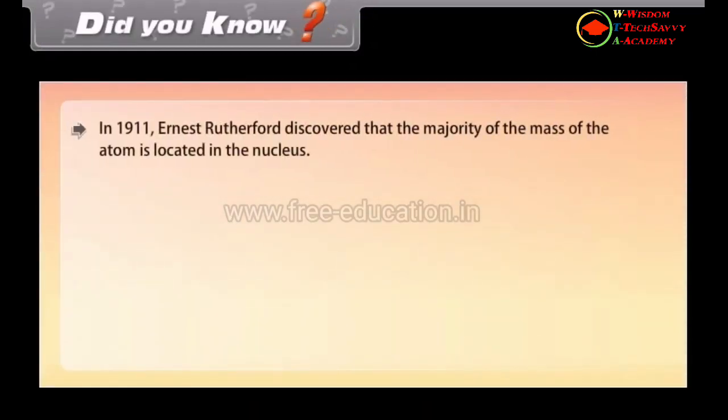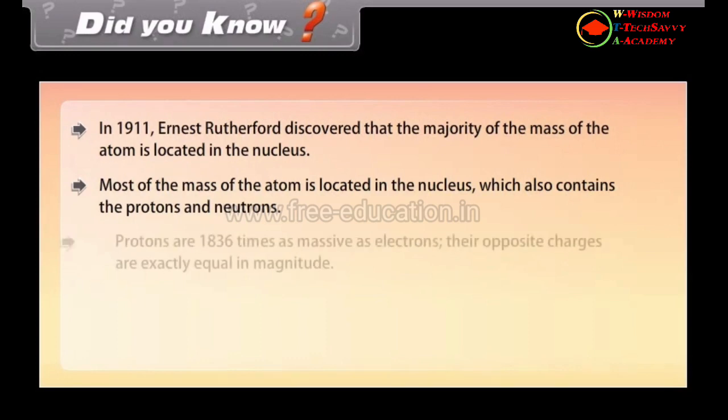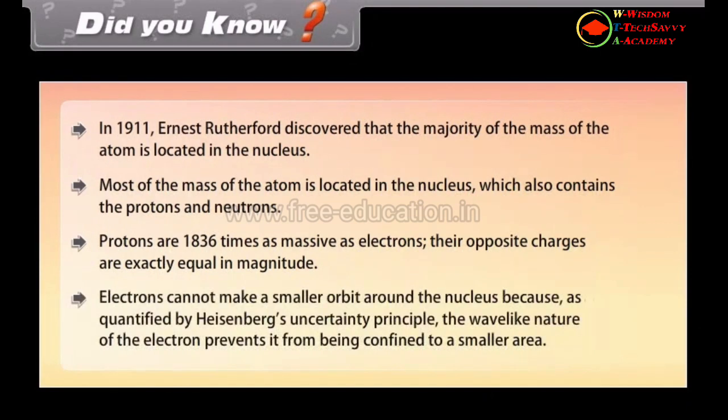Did you know? In 1911, Ernest Rutherford discovered that the majority of the mass of the atom is located in the nucleus. Most of the mass of the atom is located in the nucleus, which also contains the protons and neutrons. Protons are 1836 times as massive as electrons. Their charges are exactly equal in magnitude. Electrons cannot make a smaller orbit around the nucleus because, as quantified by Heisenberg's uncertainty principle, the wave-like nature of the electron prevents it from being confined to a smaller area.